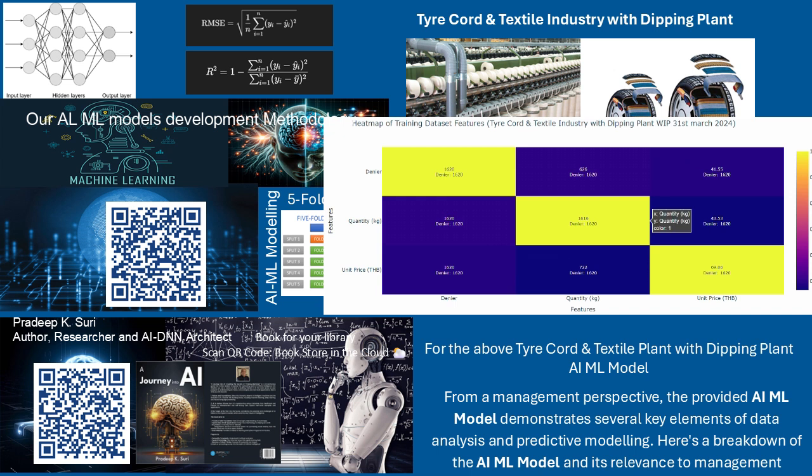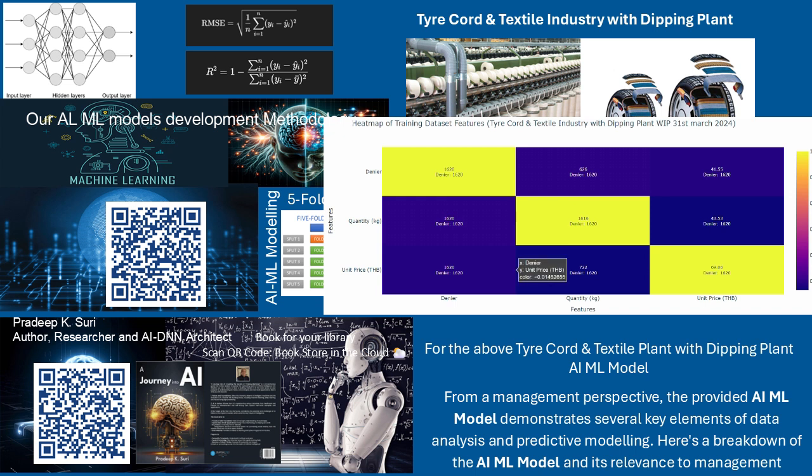Exploring microeconomic concepts related to the heat map. 1. Elasticity. Price elasticity of demand. Analyzing the relationship between unit price and quantity can help determine how sensitive demand for the product is to price changes. If the correlation between unit price and quantity is strong and negative, it suggests a relatively elastic demand.